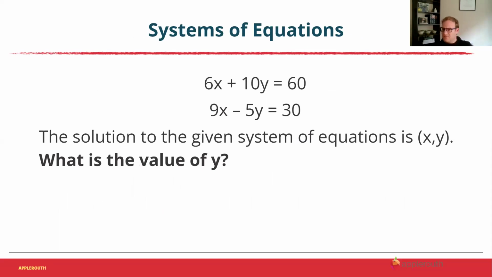Here's a classic. 6x plus 10y is 60, 9x minus 5y is 30. They say there's a solution, xy point. We want the value of y.